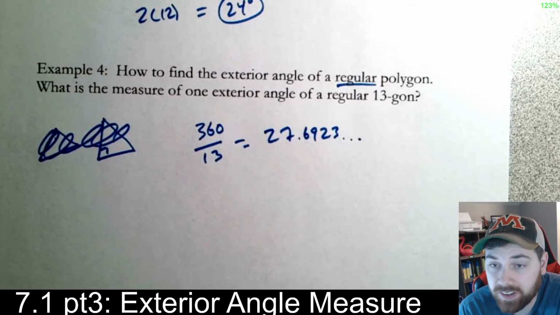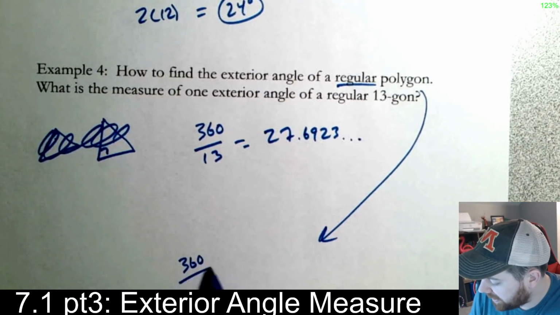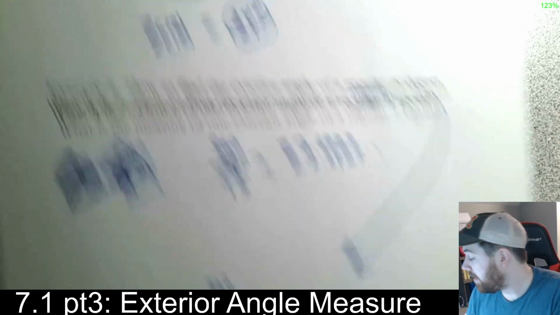Okay, so all you have to do in general is take 360 divided by n, and that'll give you one exterior angle. All right? And that finishes off 7.1.